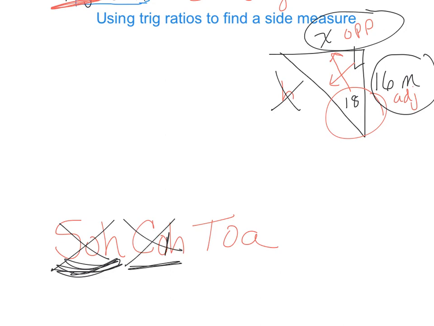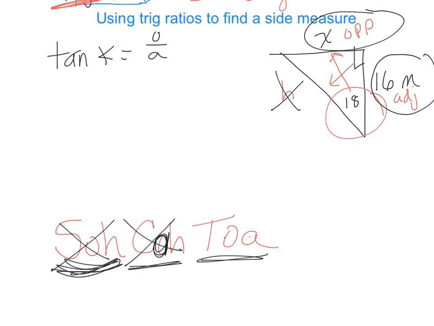Oh, why didn't you guys tell me? Sorry, that should have been an A. That's what happens when you write and talk at the same time. Tangent, opposite, adjacent. Perfect. So, being a teacher, I say go back to the basics, write it out, and then plug numbers in. So tangent of an angle equals opposite over adjacent.